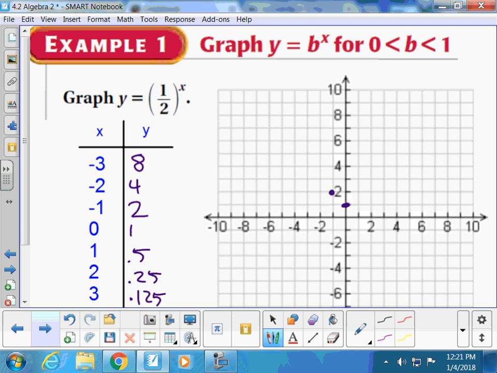So I'm just going to plot a few points and get my overall picture sketched. It doesn't have to be perfect. Hey, if you want to be a real scholar, you'll draw that asymptote in. Where would it be at?